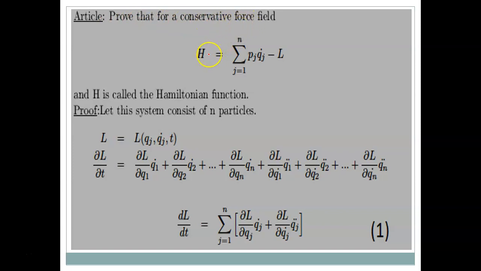force field, H is equal to the summation over j going from 1 to n of pj qj dot minus L, where pj and qj have their usual meaning. Pj is the generalized momentum, and qj is the generalized coordinate. So qj dot means the generalized velocity.